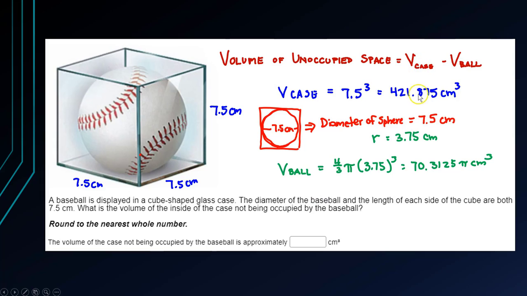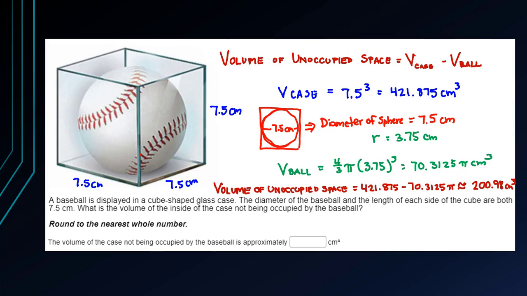I have these two values now that were in this formula. So now to find the volume of the unoccupied space, I'm going to take the 421.875 minus the 70.3125 pi, and that comes out to be about 200.98 cubic centimeters. And so when they say round to the nearest whole number, what is the volume not being occupied? To the nearest whole number, or nearest cubic centimeter, that's 201 cubic centimeters.